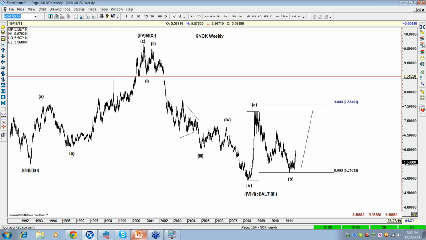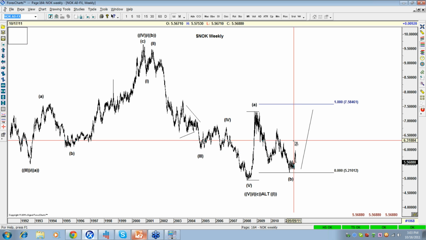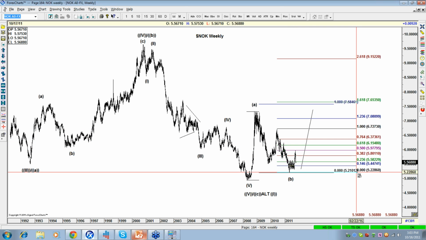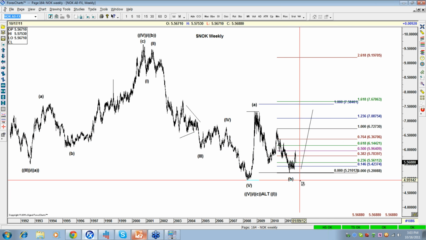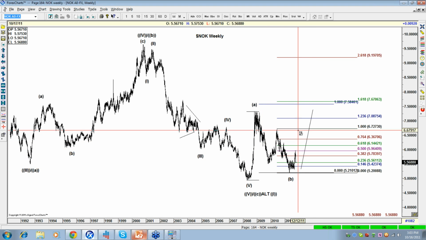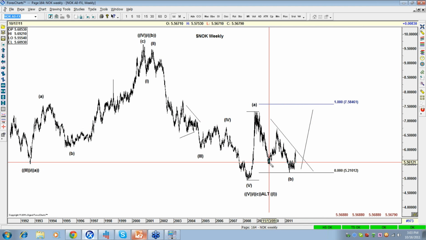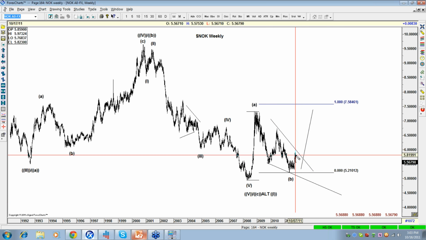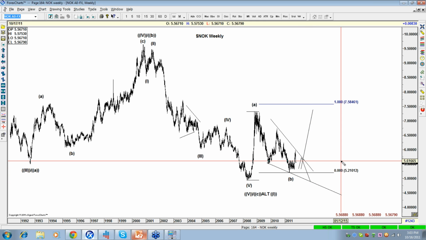Now, I found interesting this, that the high here was the 50% retracement of the previous move right here. That is a possible 3-wave move. It's a 3-wave move. And then I want you guys to keep in mind this structure, a diagonal 3-wave move to the downside. That's the only thing that I want to mention right there. That's why we cover it now.